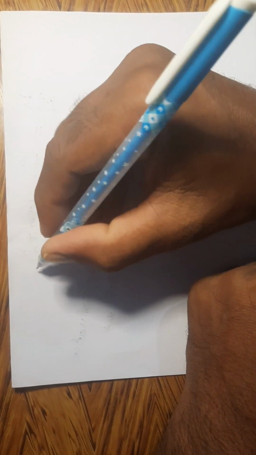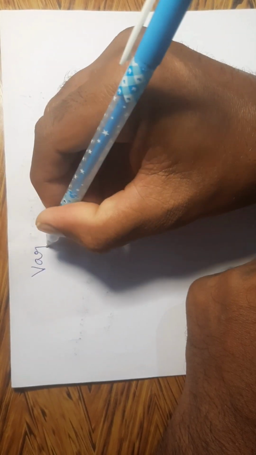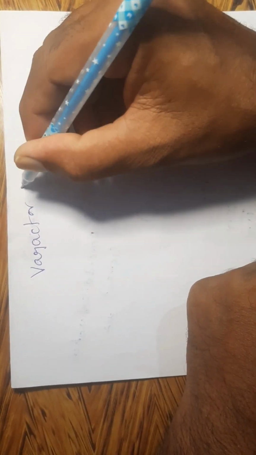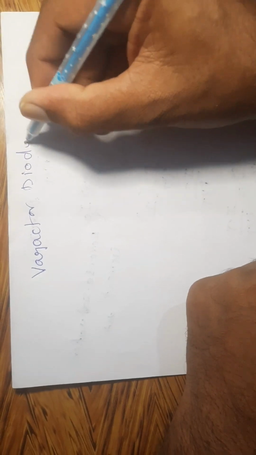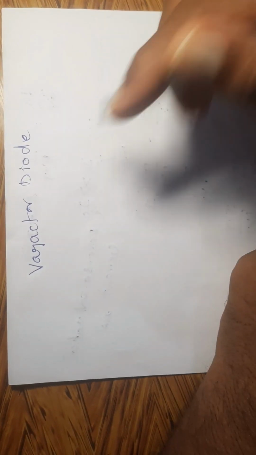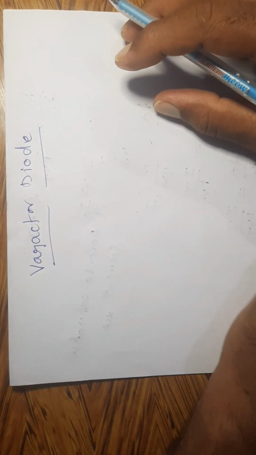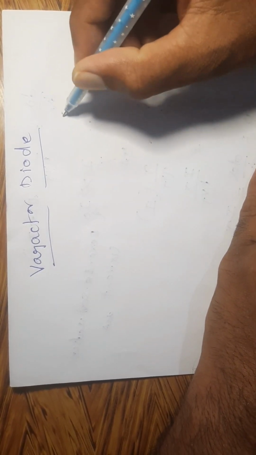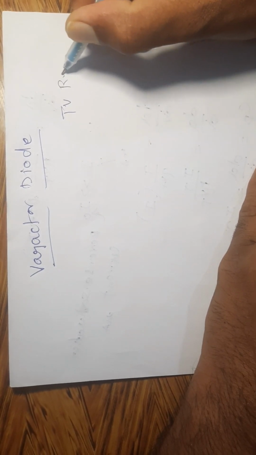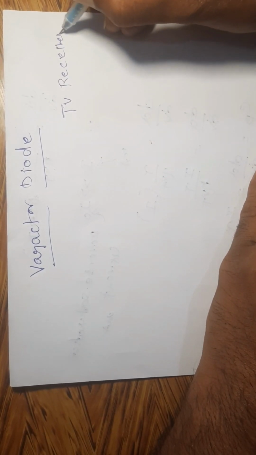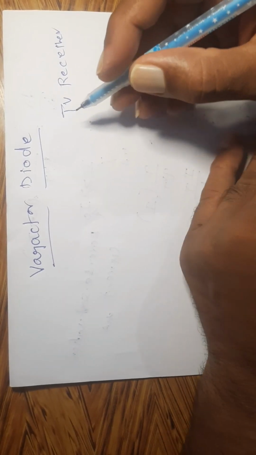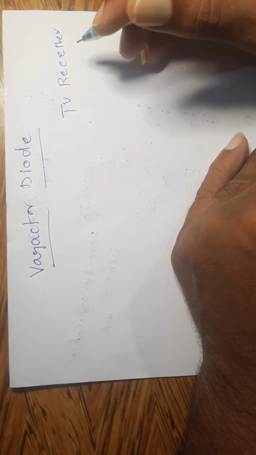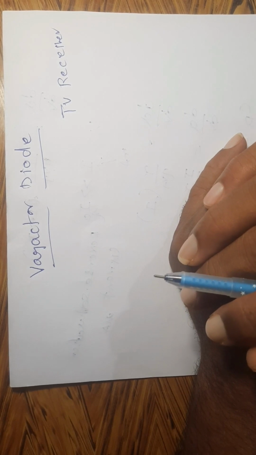Today we are looking at one more special purpose diode, that is the Varactor diode. This Varactor diode is used in different applications, such as TV receivers, radio frequencies, and adjustable bandpass filters, etc.